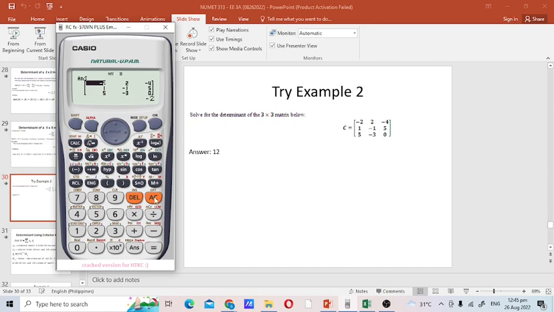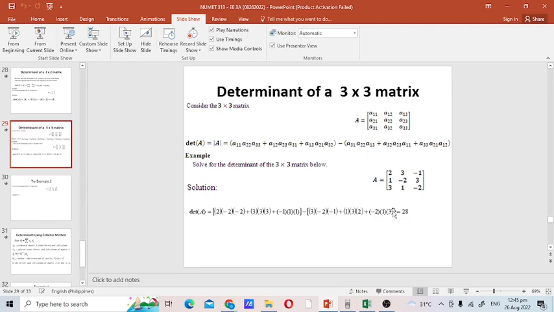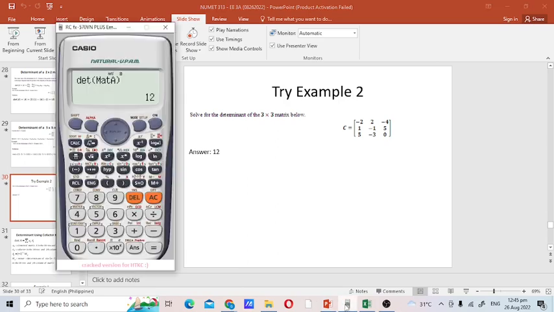Okay. Let's evaluate the determinant. Okay. So shift 4, determinant 7. Determinant of shift 4, matrix A 3. Okay. And we get 12. So 12 is the answer. Okay. So let's check this one. So you will get 28. You may try, no? You may try, you will get 28. Okay.